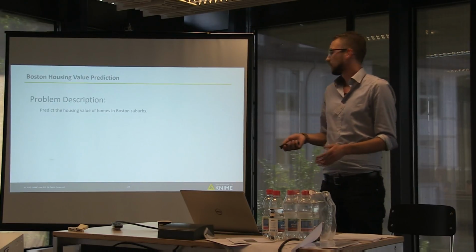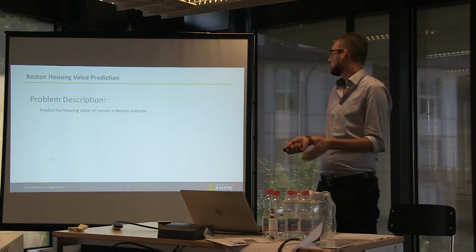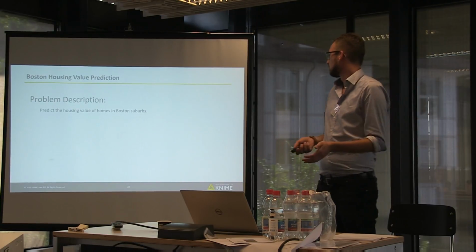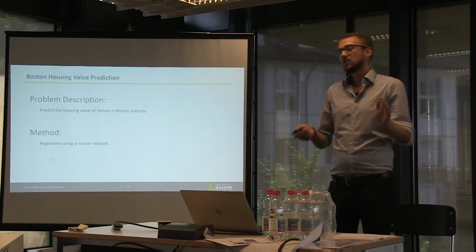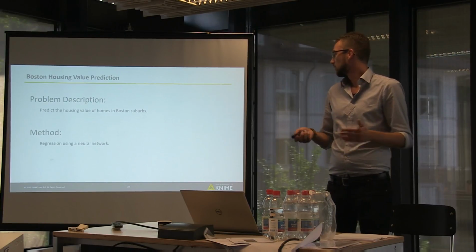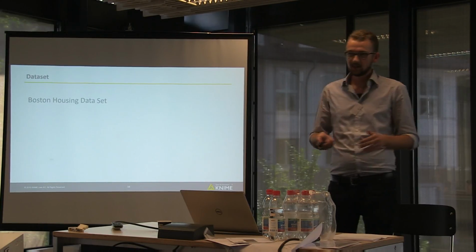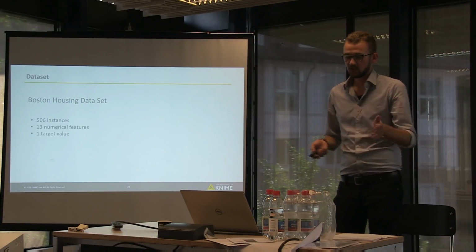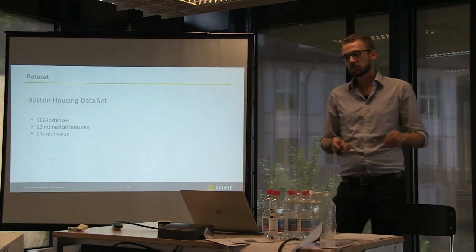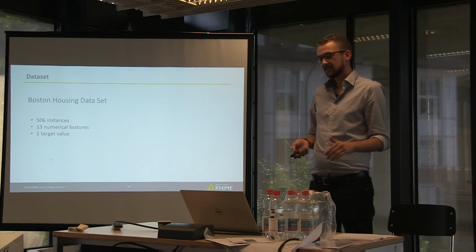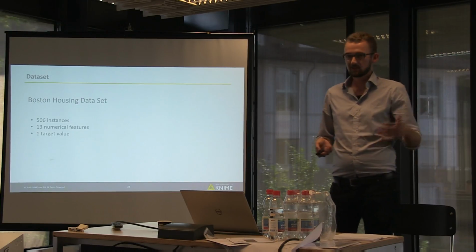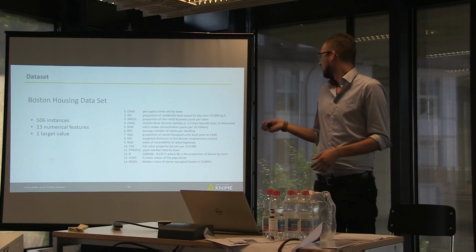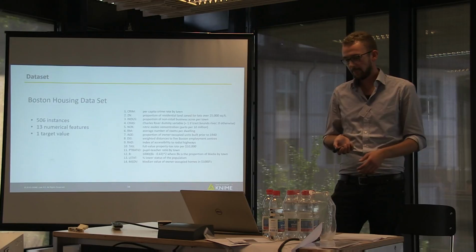Here we want to do housing value prediction. We want to predict the housing value of homes in the Boston suburbs. In order to do that, we want to do regression using a neural network. The data set we are using is the Boston housing data set, which has 500 instances. We have 13 numerical features and 1 numerical target value, so we want to do regression. Here you can see how the features look like.